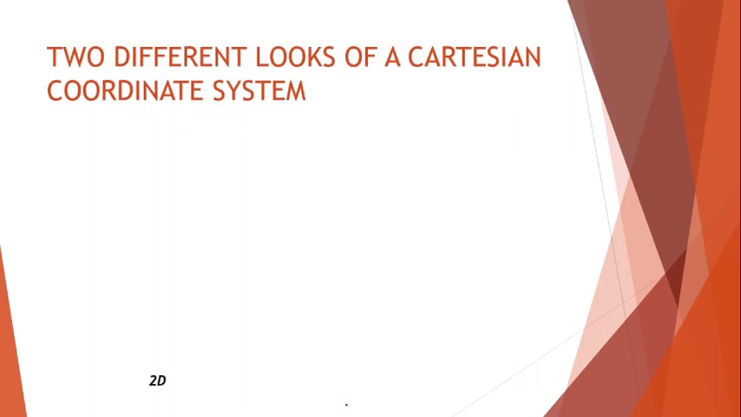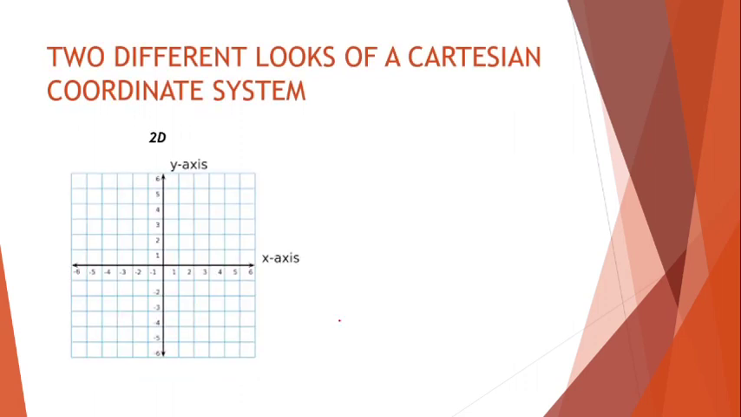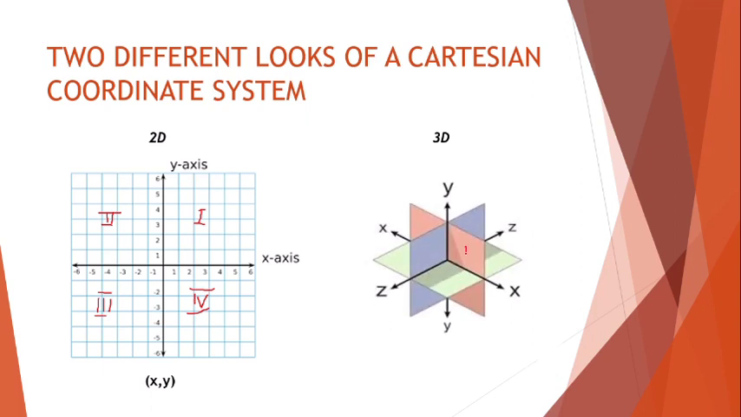Two different views of a Cartesian coordinate system. In 2D, this is your x-axis and this is your y-axis. So, this is your first quadrant, second quadrant, third quadrant, and fourth quadrant. Now, this is 3D. This is the first, this is the second, the third is hidden here, this is the fourth. Of course at the back are the 5th, 6th, 7th, and 8th. There are many quadrants: x, y, z. Next.